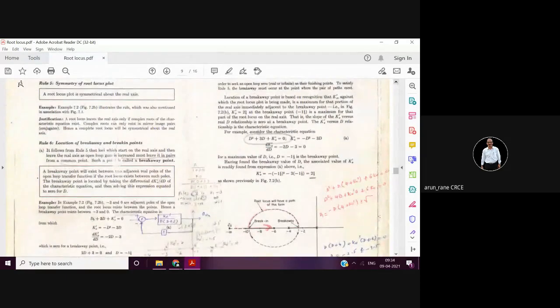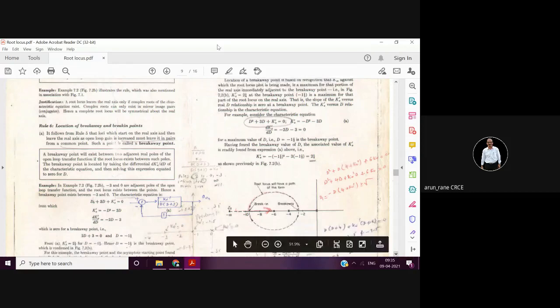Rule number 5. Rule number 5 is the simplest: symmetry of the root locus plot. The root locus plot is symmetrical about the real axis. That is, this is the real axis, so whatever you have on the top, you will get the same thing at the bottom. That is the simplest.